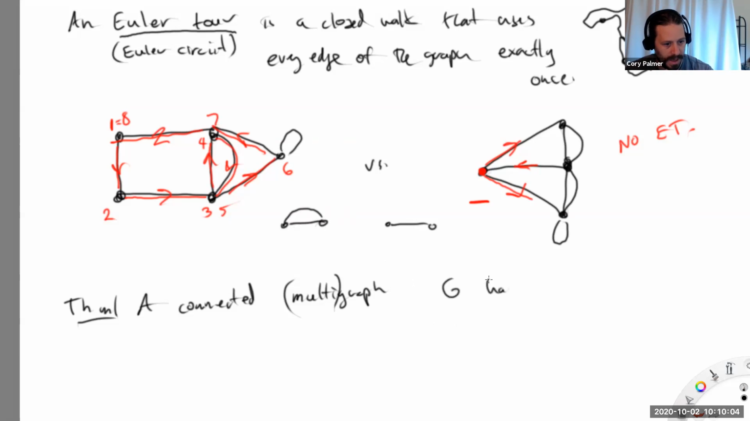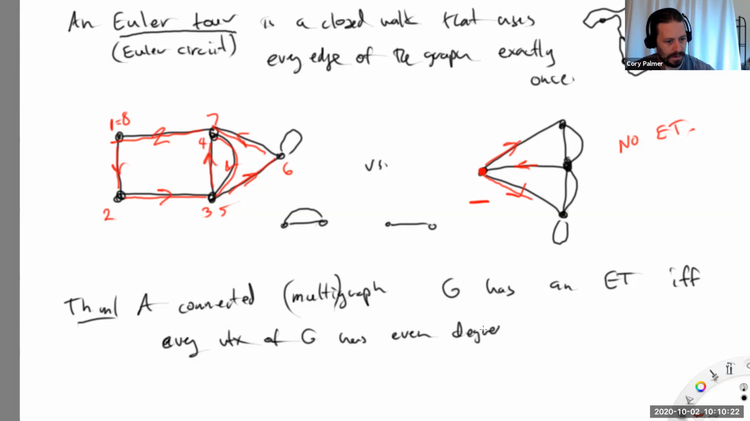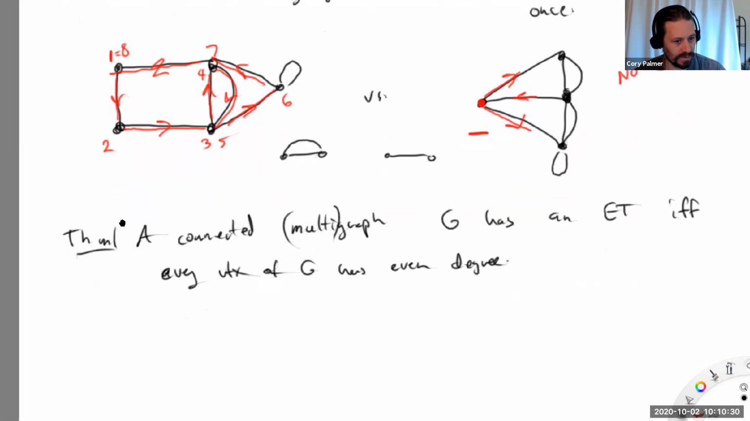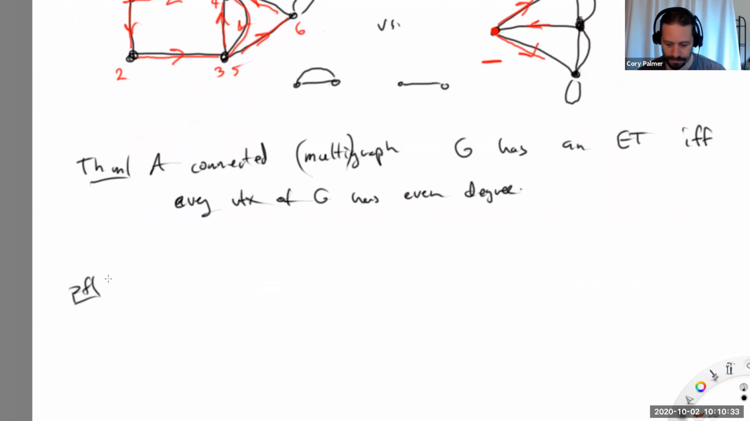G, has an Euler tour if and only if every vertex of G has even degree, okay? We saw here the existence of an odd degree caused us to not be able to have an Euler tour, but what's more interesting is the reverse direction. Okay, so we actually basically already proved this one here, but in an Euler tour, suppose we have an Euler tour and we walk along it.